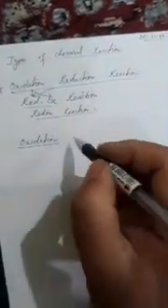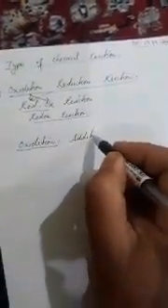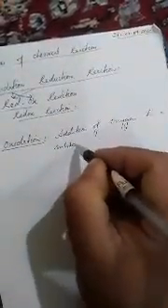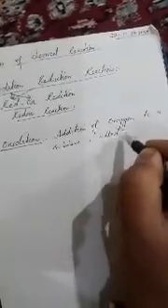called a redox reaction. Before going through the topic, first of all we will study what is oxidation and what is reduction. Oxidation means addition of oxygen. Addition of oxygen to a substance is called oxidation.